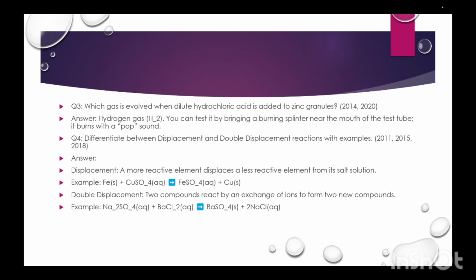The example I will give you: Fe plus CuSO4 is going to make FeSO4 plus Cu. As you know, Fe is more reactive than copper. Next example, I'll give the double displacement. The two compounds react by exchange of ions to form new compounds. The example is Na2SO4 plus BaCl2 is going to form BaSO4 plus NaCl.